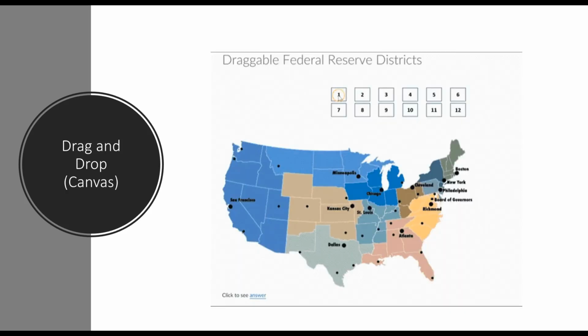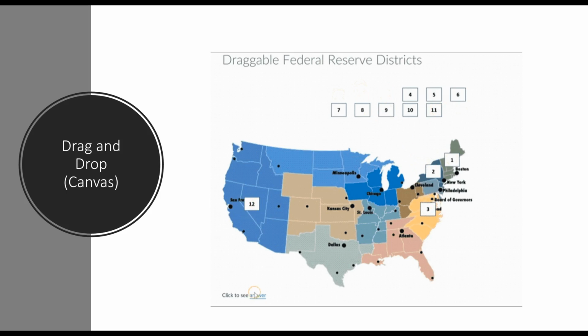Here's a question that I set up in Canvas, and this is a map of the United States, color-coded to match the districts of the Federal Reserve. The Federal Reserve has 12 districts, numbered 1 through 12. I want students to grab one of these numbers and drag it onto the area that is consistent with the district with that number. And this is how it's going to look. So you can see the drag and drop is now possible.